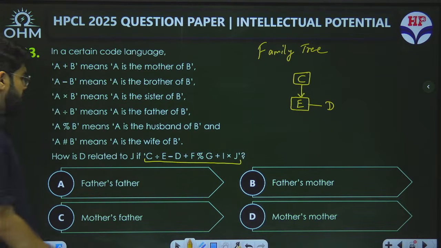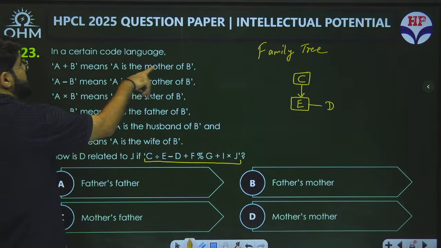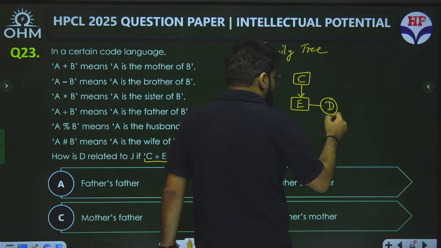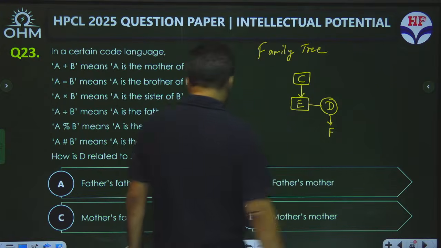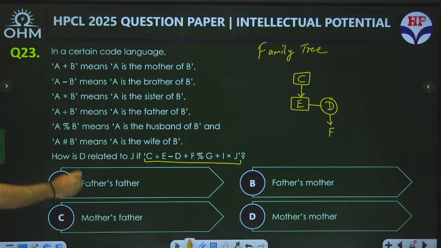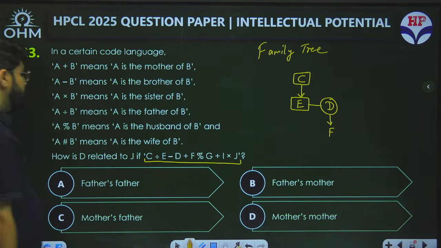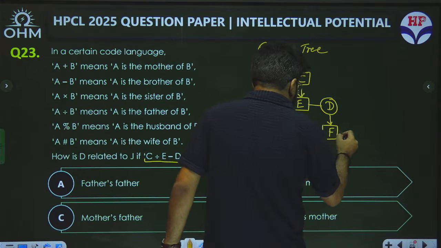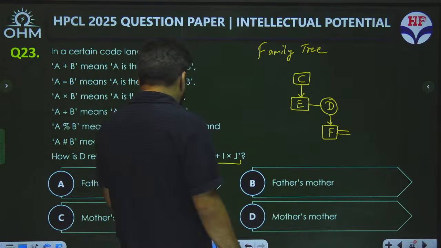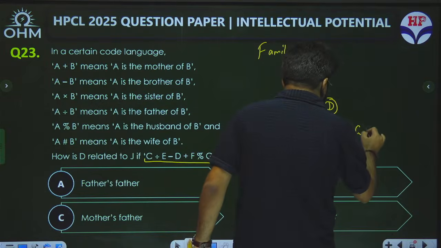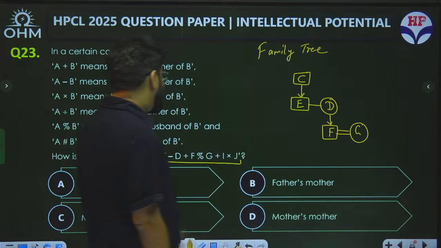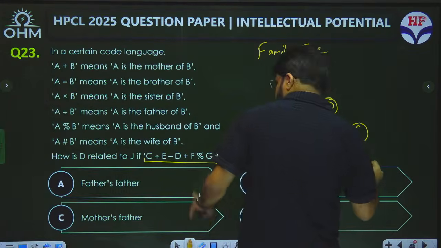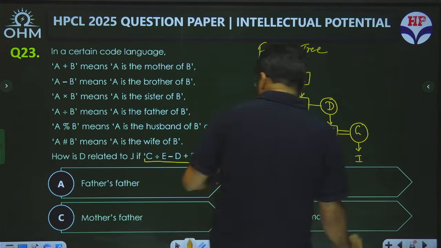Now D plus F. Plus means mother. D is the mother of F. Mother means female. This is F. Now F percentage G. Percentage means husband. F is the husband, husband means male, and for marriage we put equal to. So F is the husband of G, and G automatically becomes the wife, a circle. Then G plus I. Plus means mother, so G is the mother of I.